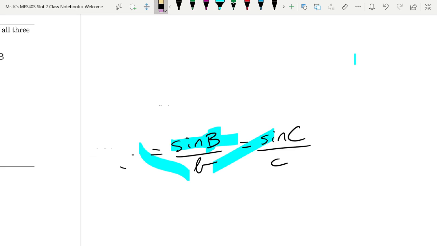Let's plug in the numbers. So what's side B? 22. What's side C? 30. What's side A? 18. All over 2 times 22 times 30. Now, before we start punching buttons, I want to point out something that hopefully you understand.